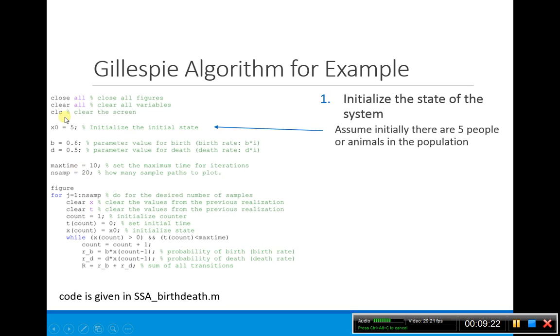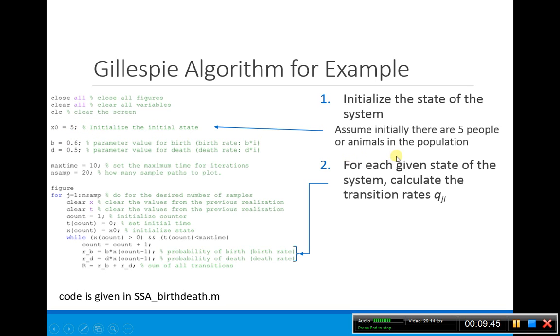So first of all, you initialize the state of the system. So remember, you have all this stuff up here. What is all this? It just gets your computer ready to handle everything. So it closes all the figures, gets rid of all the variables that you would have had, and clears the screen. So now I'm going to initialize the state. So basically this says that I'm going to assume that there's 5 in my population already.